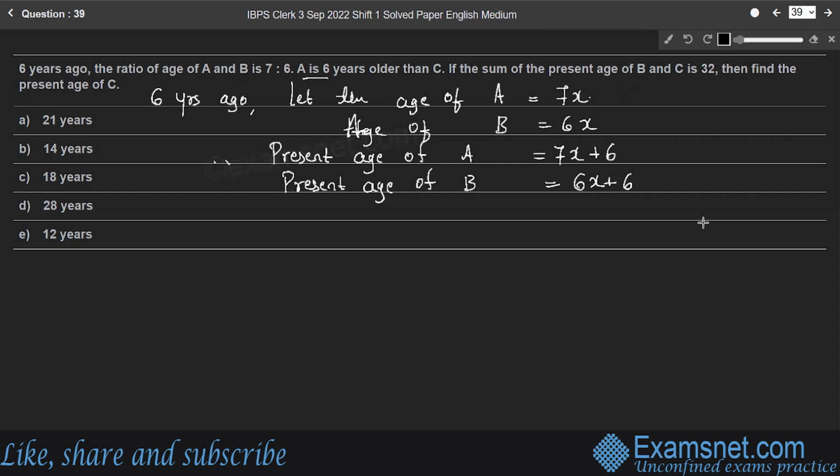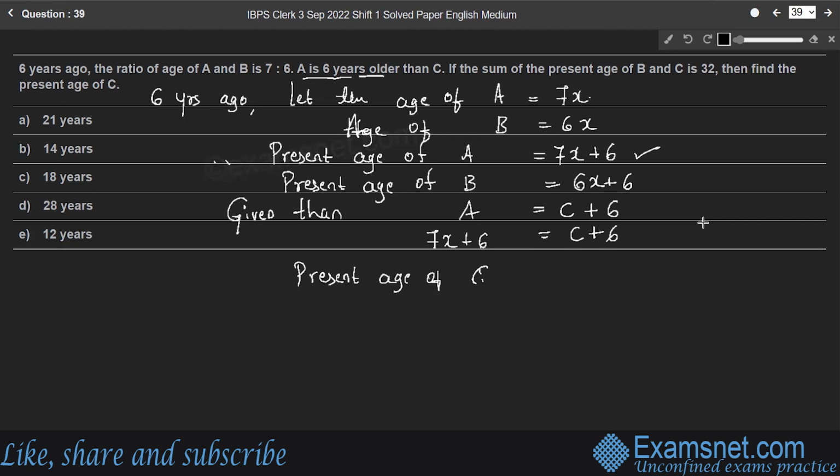And it is given that A is 6 years older than C. So given that A is 6 years older, that means C plus 6. So what is A? Present age of A, 7x plus 6, is equal to C plus 6. Therefore, present age of C is equal to 7x. Right? And also, if the sum of the present age of B and C is 32.